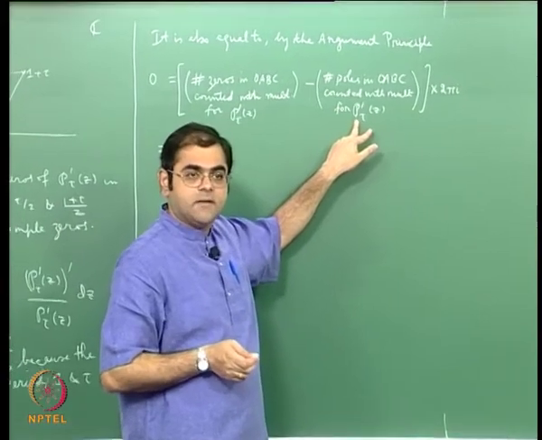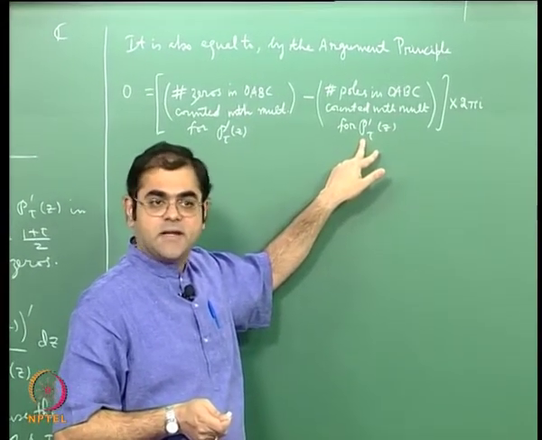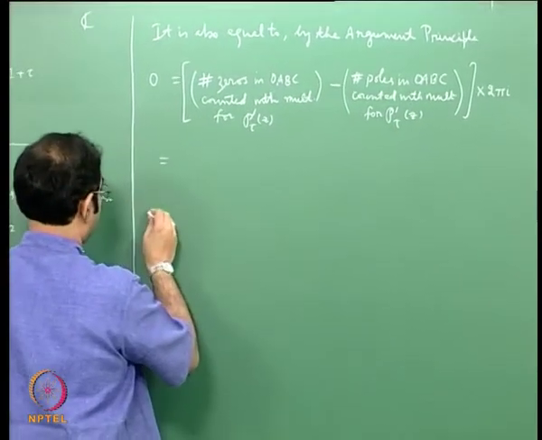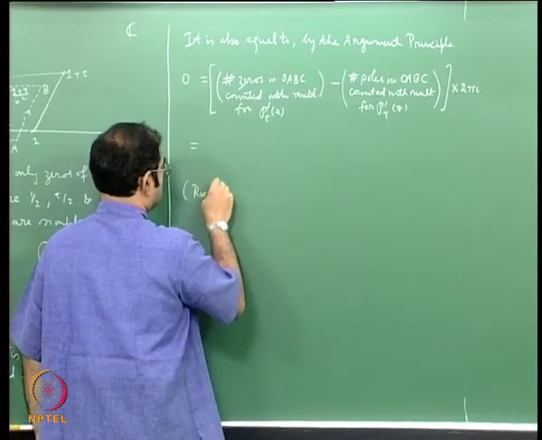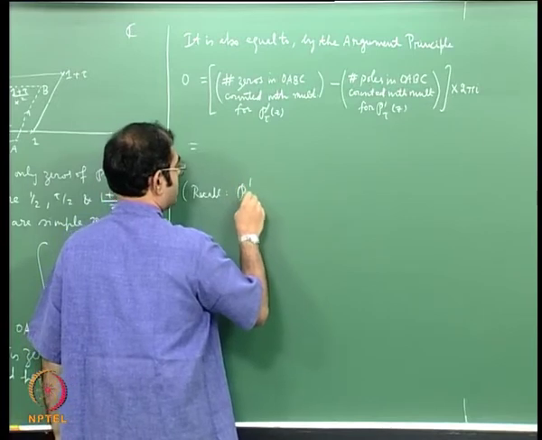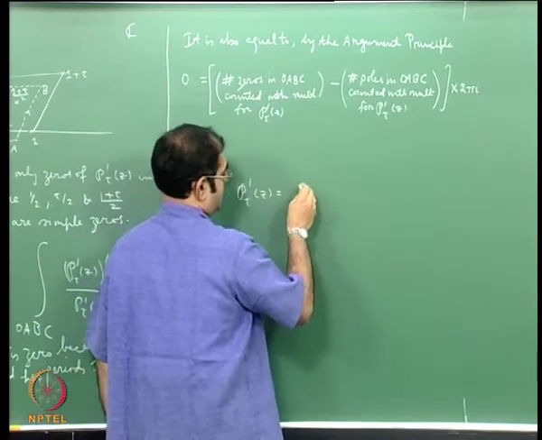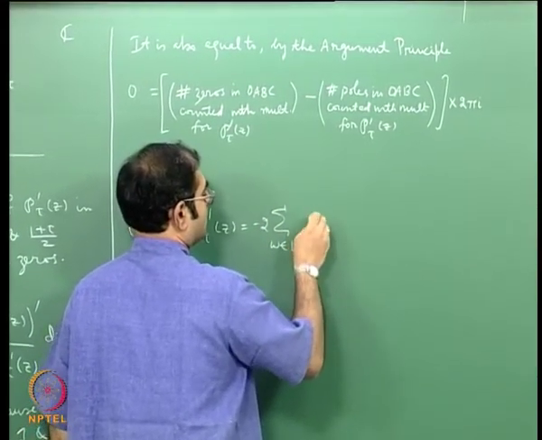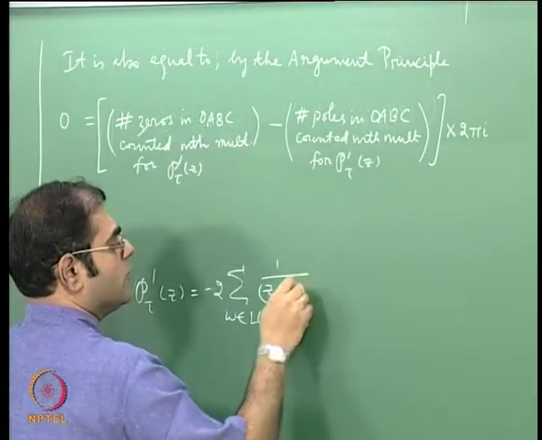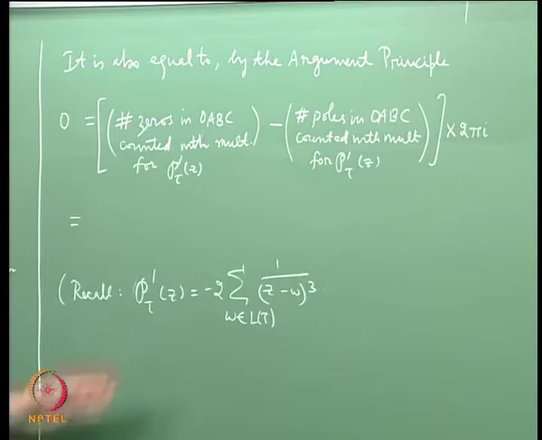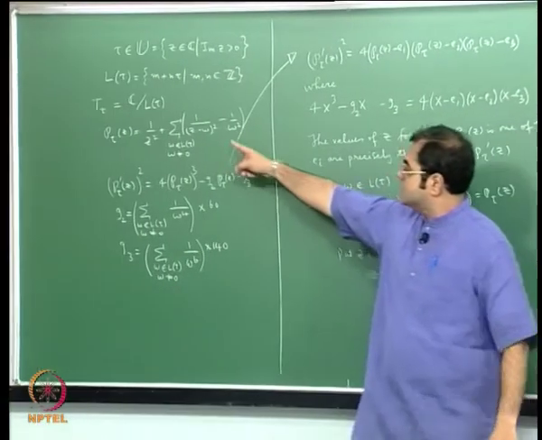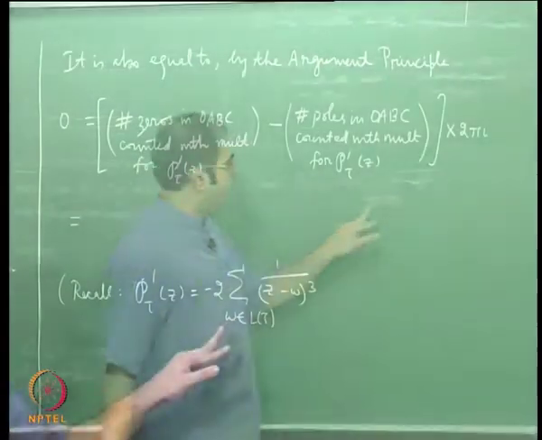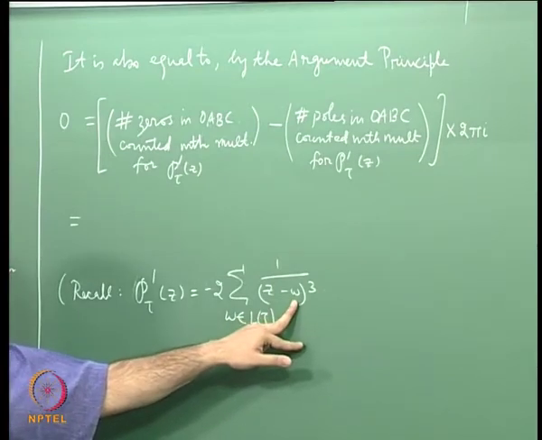p prime tau of z has precisely a pole of order 3 at each lattice point, okay, because if you recall we have p prime tau of z is equal to minus 2 sigma over omega in the lattice of 1 by (z minus omega) the whole cube, okay. We get this by differentiating term by term, which you can do because of uniform convergence, right, and this clearly tells you that at each lattice point you have a pole of order 3, alright.